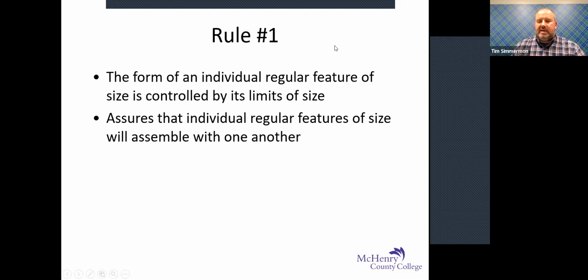Something that we'll refer back to a lot is called rule number 1. Dave, this might be kind of what you were alluding to. Is there anything that takes precedence over something else? Right. So this is a mouthful here, but this is the way that rule number 1 is stated. The form of an individual regular feature of size is controlled by its limits of size. So what that means is, let's go back to the whiteboard. Let's share this again here.